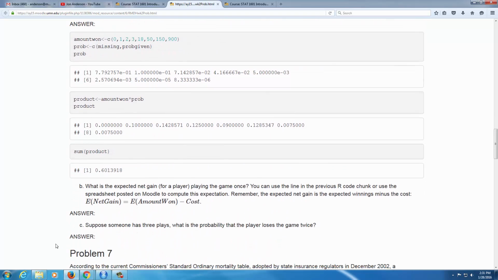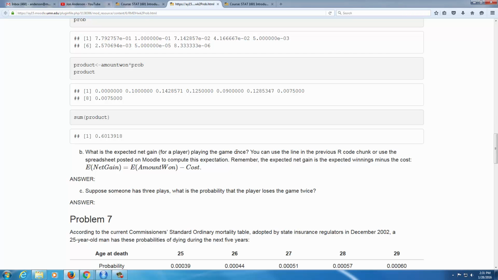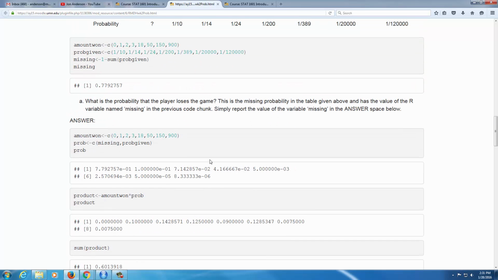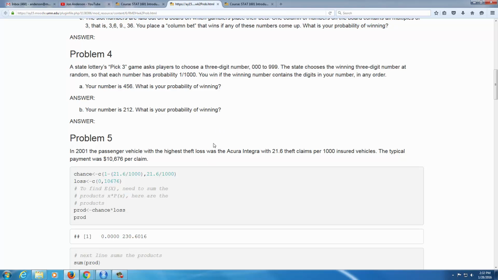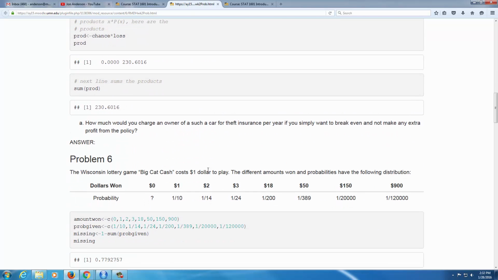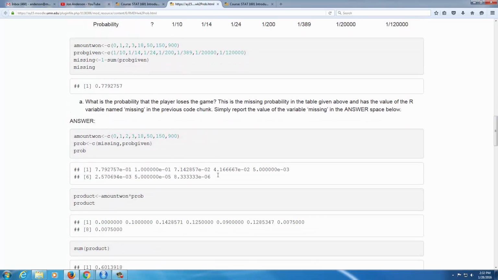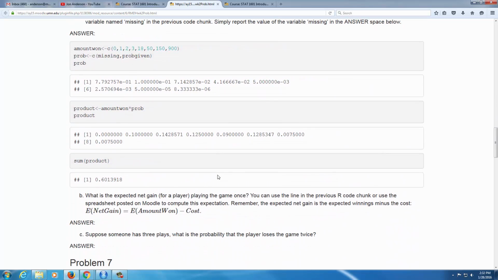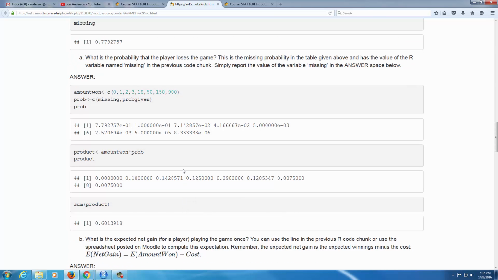In part B, what is the expected net gain for a player that plays this game once? Keeping in mind that the cost of the game is $1. I think it said that right in problem 6. It costs $1 to play it. So we need to find the expected payoff, the expected payout of the game. And to find the expected payout, we need to take the amounts that we can win, the random variable values right here, 0, $1, $2, $3, 18, 50, 150, and 900. Those are the different amounts that can be won.